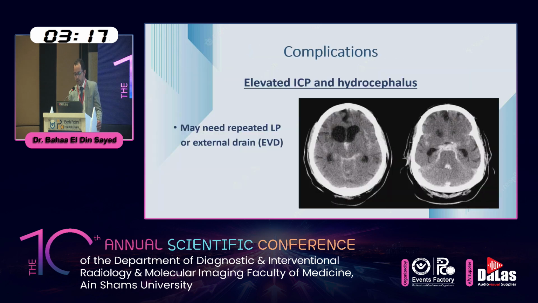There are 2 main complications that occur in patients with subarachnoid hemorrhage. The first is increased intracranial pressure and hydrocephalic changes as the accumulating blood disrupts the CSF circulation. These patients may need surgical intervention to relieve the pressure using external drain.